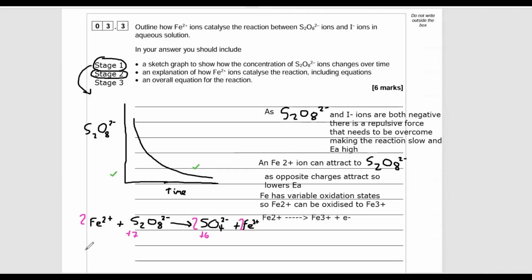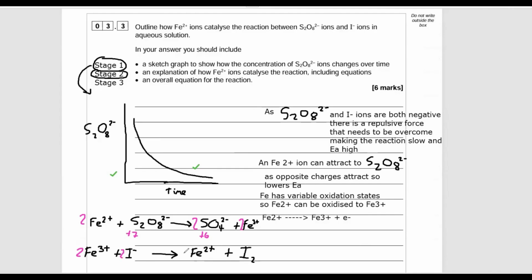Now, the next step of this, we're going to have to reform the catalyst. Otherwise, Fe2+ is not a catalyst, right? So it's got to go back to being Fe2+ from Fe3+. Otherwise, it's not a catalyst. It gets used up in the reaction. So the Fe3+ now, because very positive, can approach the I-, and it can now remove that electron from the I- and be reduced itself and oxidize I-.